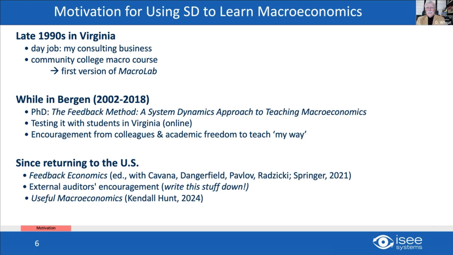I came back to the U.S. early in 2018 after retiring from my full-time position in Bergen, and then pretty quickly got involved in another book project with some friends, Bob Cabana, Brian Dangerfield, Oleg Pavlov, and Mike Radzicki, and we edited the book Feedback Economics, which has actually been quite a popular book that Springer has published. And then that book led to the development of a workshop that I've conducted at the System Dynamics Conference almost every year since I've been back in the States. That workshop is basically how to get started with macro modeling. I had a chapter in this book about that, and that was sort of the springboard.